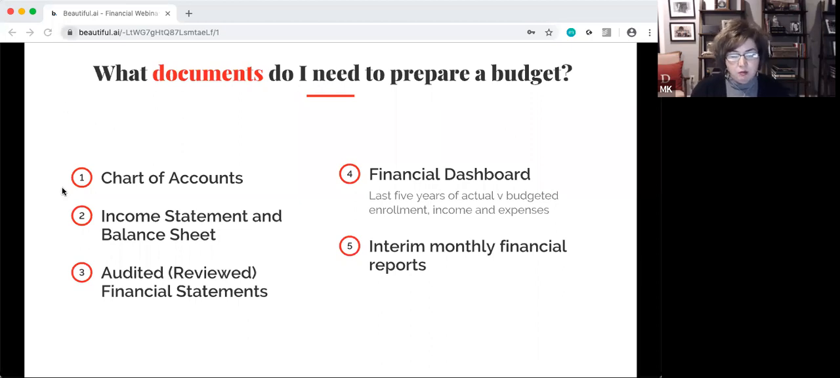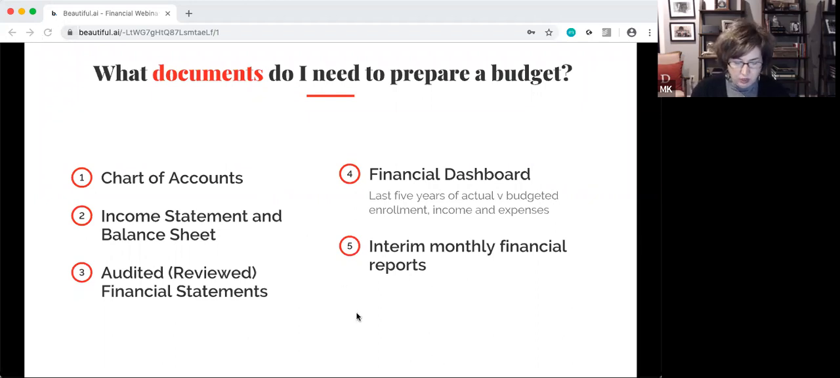An income statement and a balance sheet, audited financial statements. If you just do a review, then you would want to see those reviewed financial statements. A financial dashboard, which David is going to talk about in the second hour. This is an absolutely critical component to preparing a budget, because you're looking at your history and you're able to see trends. And then any interim monthly financial reports that you have. Those are all documents that you want to gather together before you begin. And then we've got 6 steps, and we're going to start with step 1.